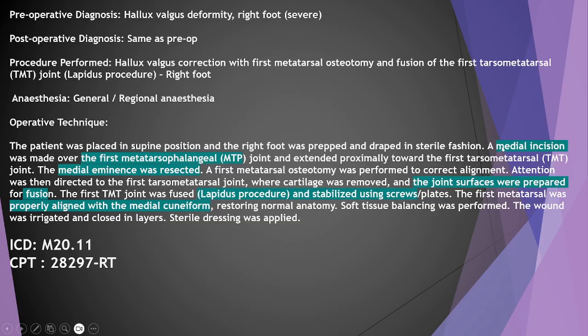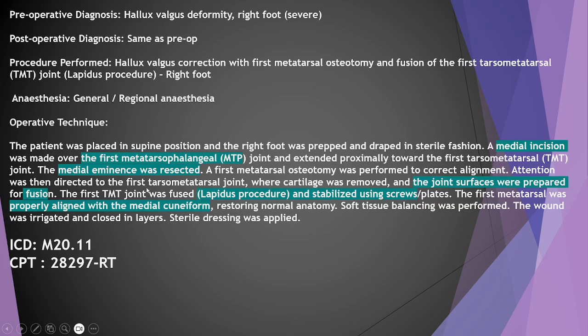In the first criteria, we'll see a medial incision made over the first metatarsophalangeal joint and extended proximally towards the first tarsometatarsal joint. And the third criteria, that is the medial eminence was resected. It means the bunion has been resected. And the first metatarsal osteotomy was performed to correct the alignment.